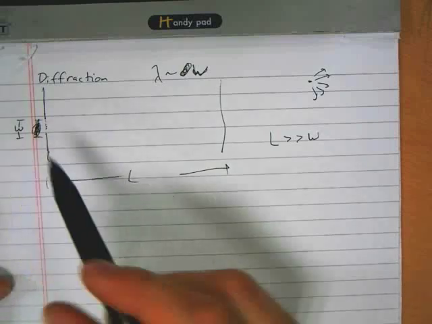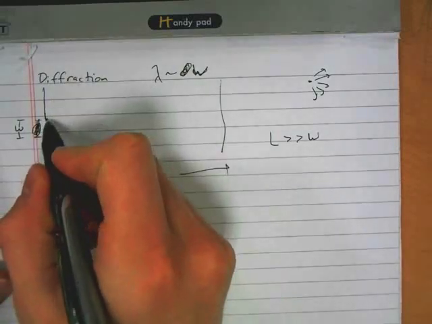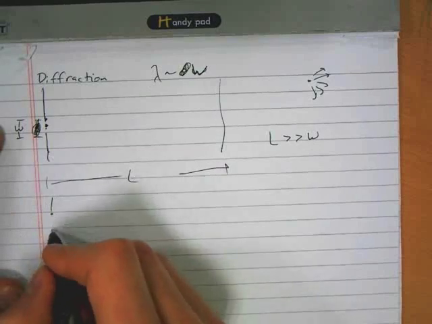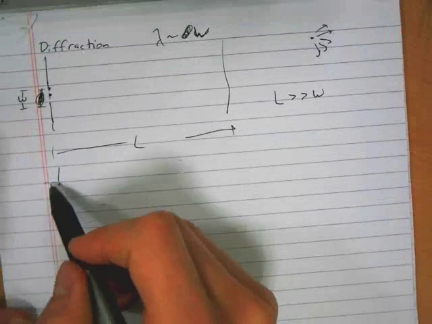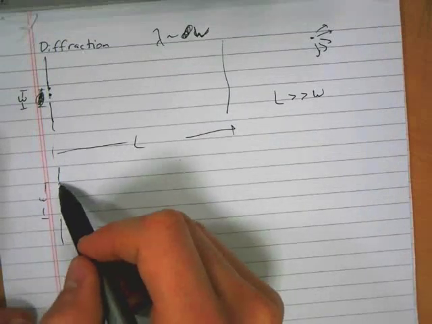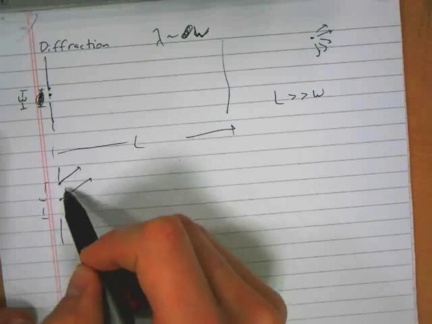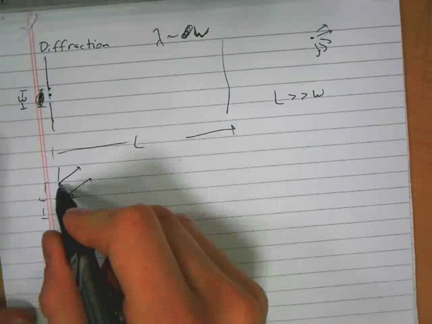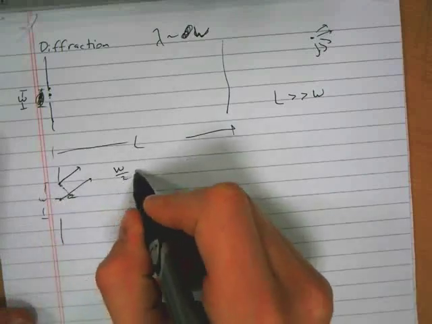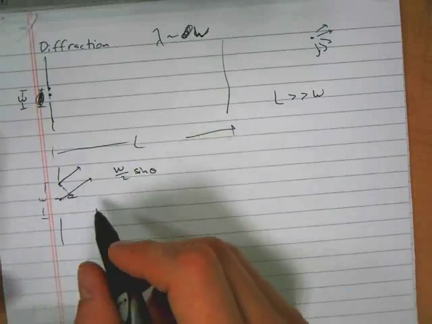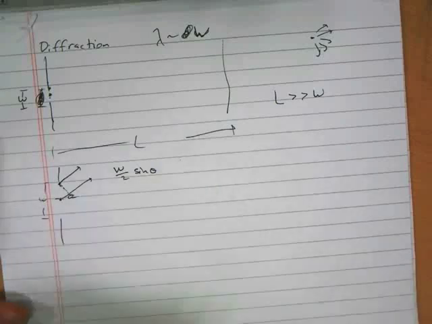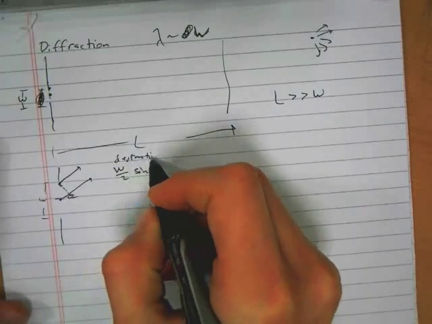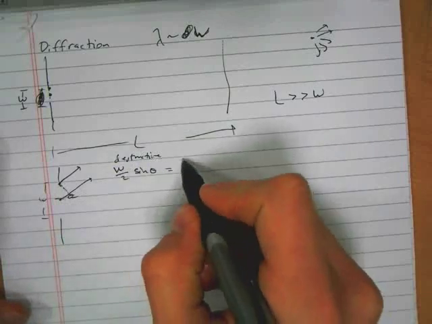If we take two sources, so we take point 1 here, point 2 here, that are a distance of half this width apart, then our path length difference is this distance, just as it was for our double slit interference, which in this case is W over 2 sine theta. And so we get destructive interference when W over 2 sine theta is equal to the wavelength over 2.